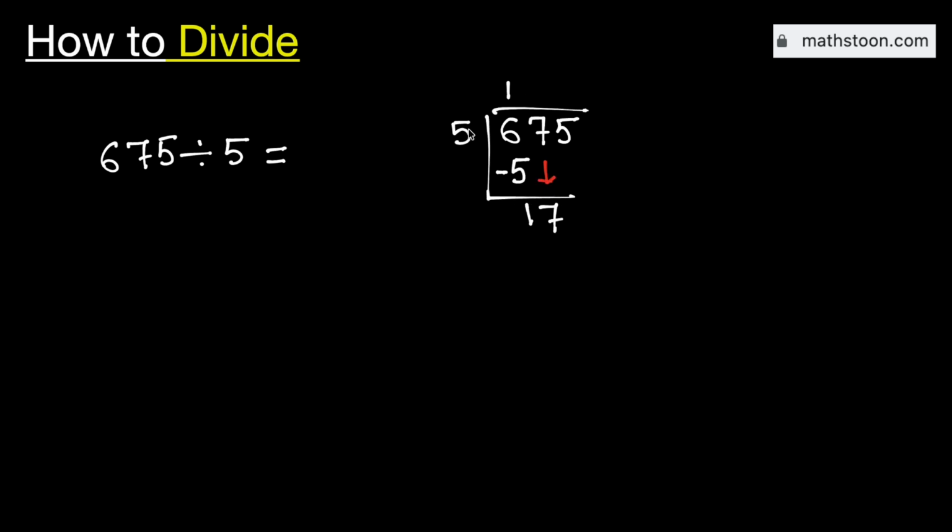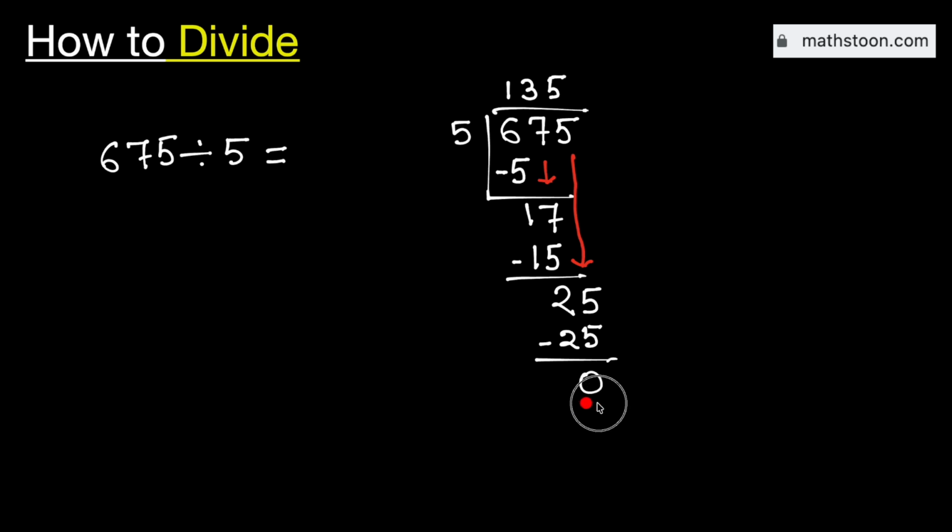And we know that 5 times 3 is equal to 15. Subtract, we get 2. Now again see that this 2 is less than 5. That is why we will bring down this 5 here. And we know that 5 times 5 is 25. Subtract, we get 0. As we have got the remainder 0, so we will stop.